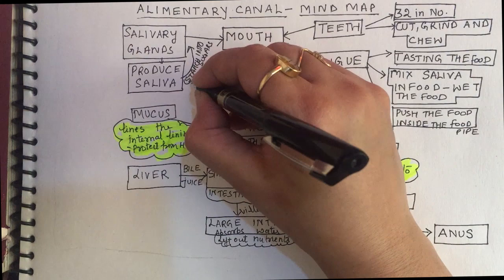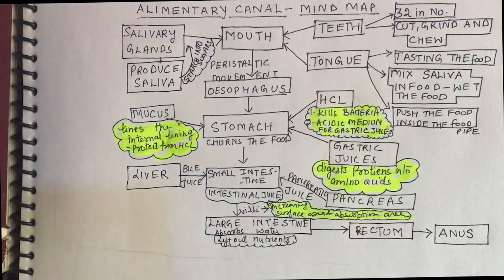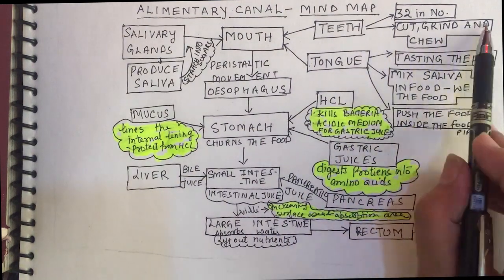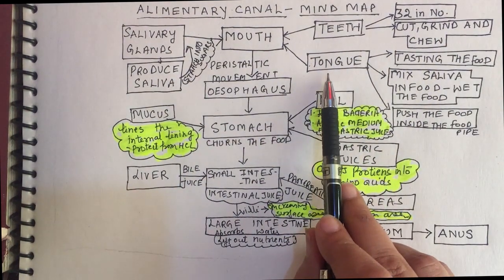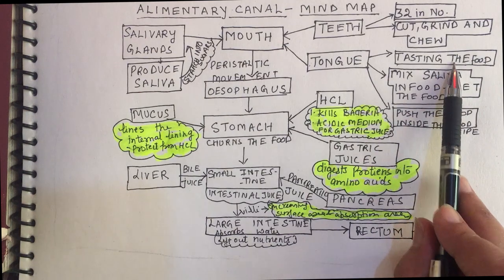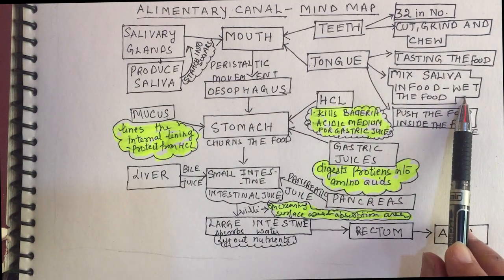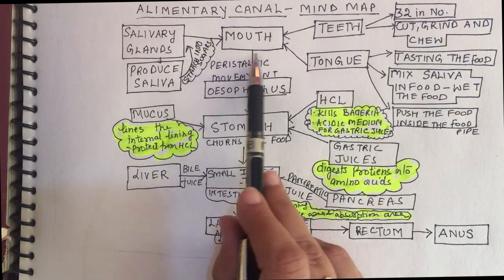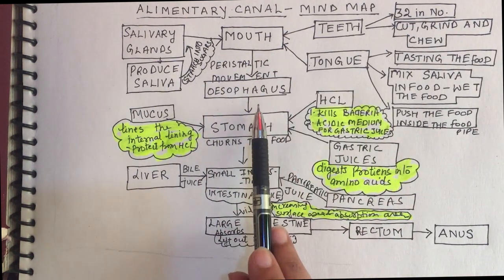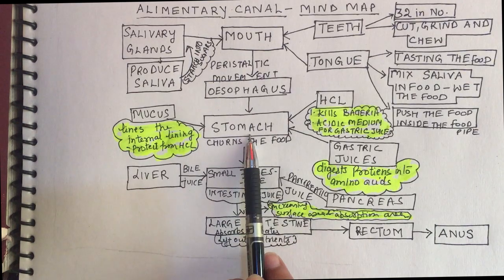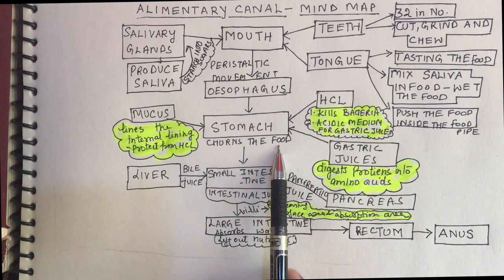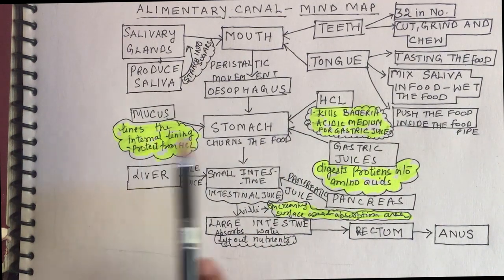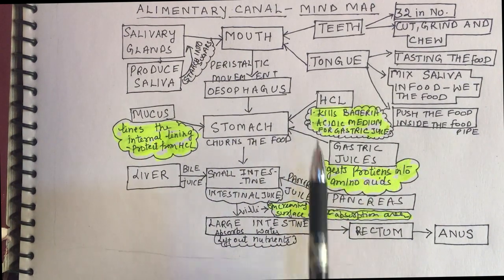Okay, then the teeth in the mouth help in cutting, grinding and chewing. The tongue helps in tasting the food, mixing the saliva with the food and pushing the food inside the food pipe. With the help of peristaltic movement, the food goes into the esophagus, then into the stomach. The stomach helps in churning of the food. In the stomach, three things are secreted: mucus, HCl and gastric juices.